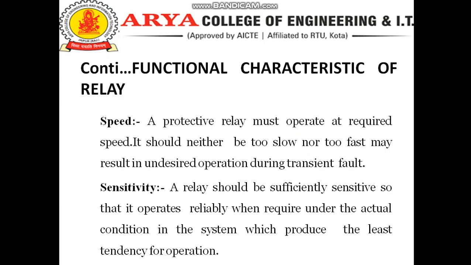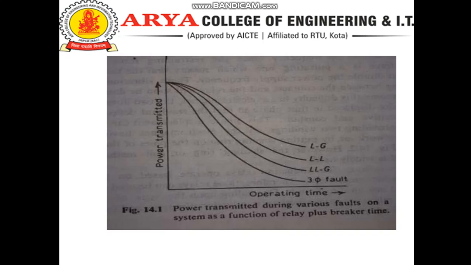Now we will discuss the functional characteristics of a relay. First one is speed. A protective relay must operate at the required speed. It should be neither too slow nor too fast. Second one is sensitivity. A relay must be sufficiently sensitive so that it operates reliably when required under the actual conditions in the system which produce the least tendency for operation.